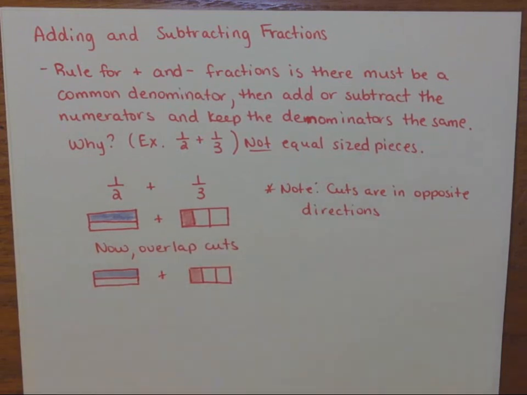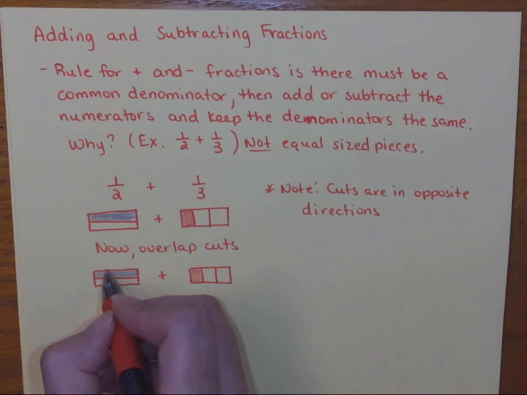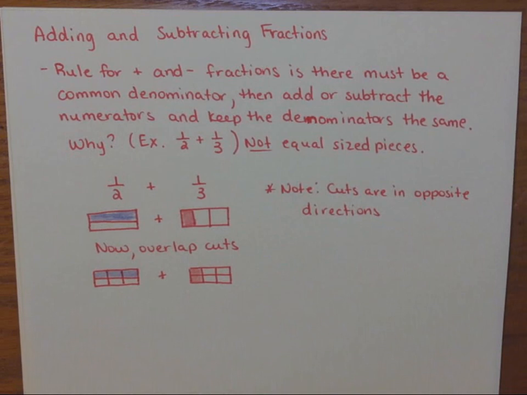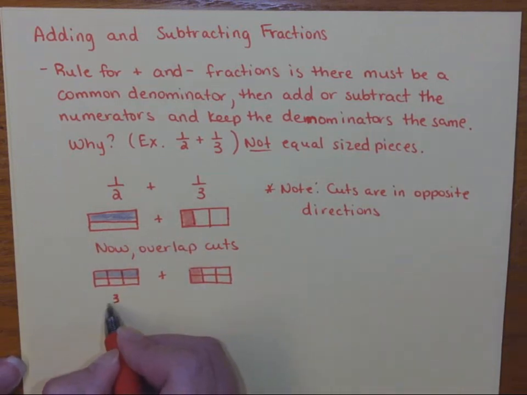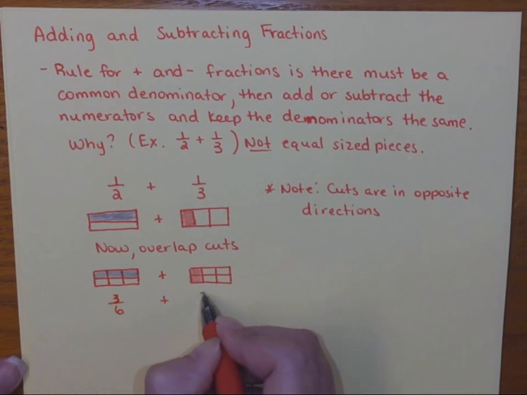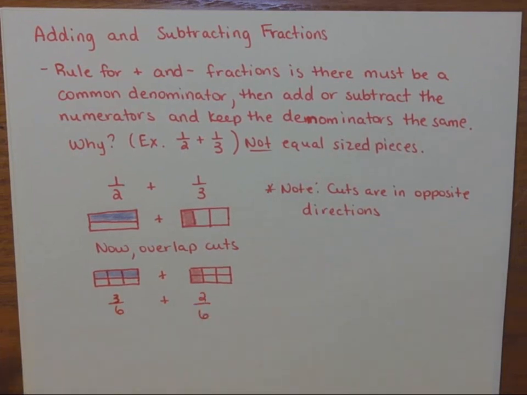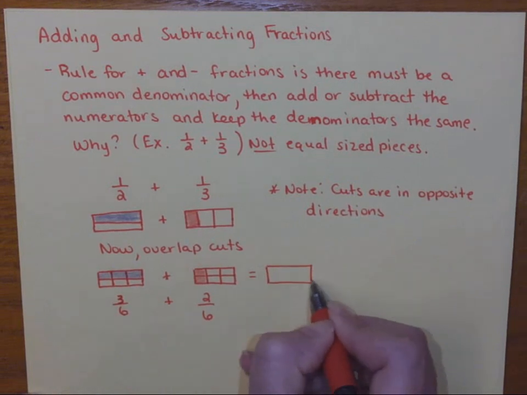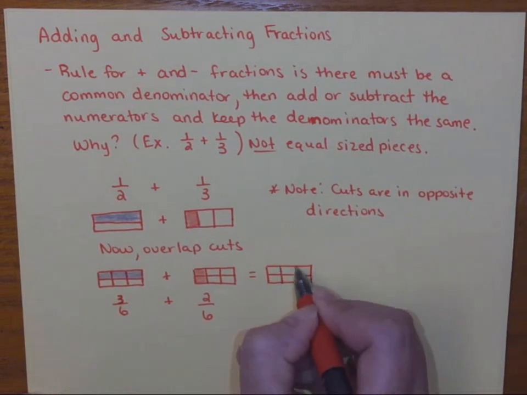So if we were going to try to add these together, right? But if we overlap the cuts, so in other words, the one that did have a horizontal line, let's draw two vertical lines, and then vice versa. Okay, notice what we have now. The area is still exactly the same, but now this is actually 3/6, and this is actually 2/6. And now that they're equal sized pieces, we can feel free to combine those.